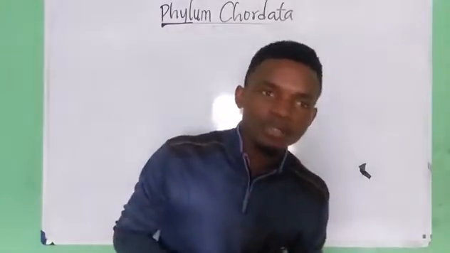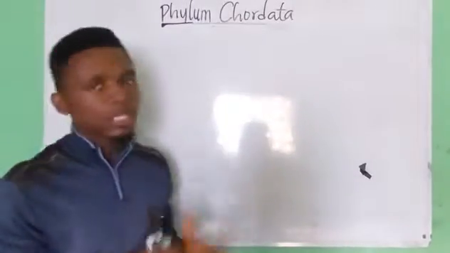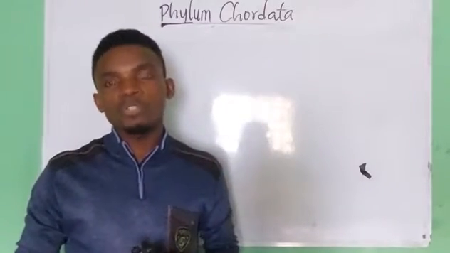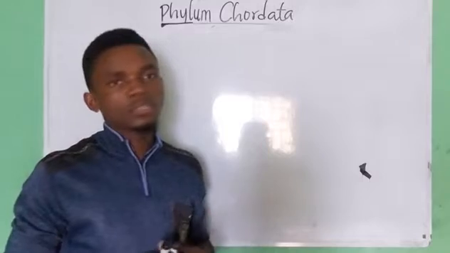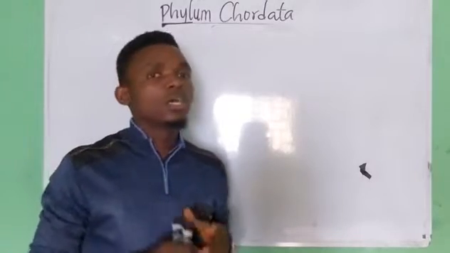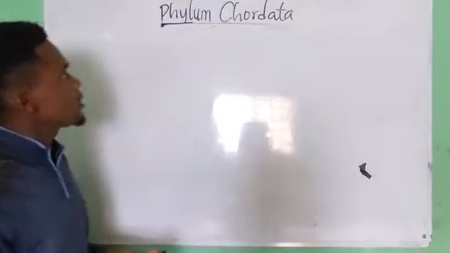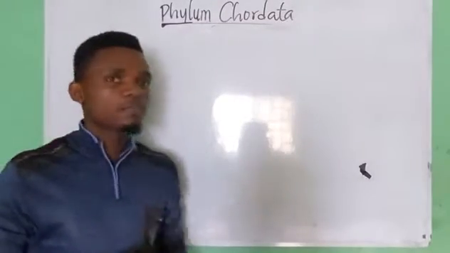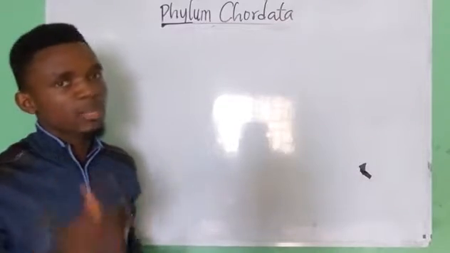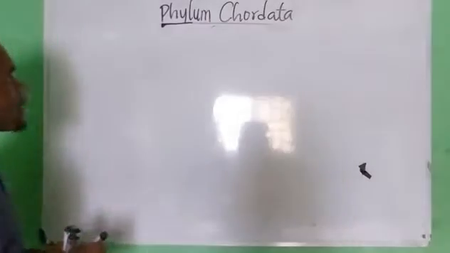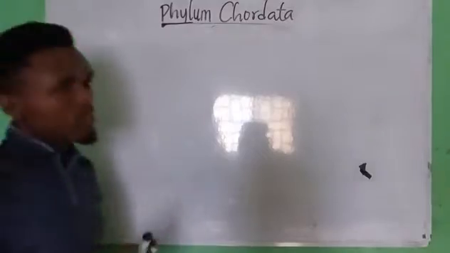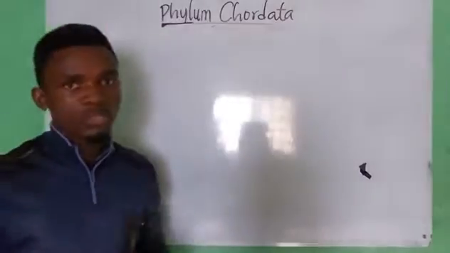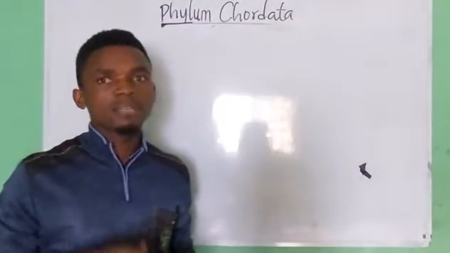Now, we are still discussing the evolution of chordates, phylum Chordata. If you haven't watched the previous videos on this topic, I will advise you to do so. In today's topic, we are going to be treating three classes: class Amphibia, class Reptilia, and class Mammalia. I've already introduced class Amphibia. Amphibians are called tetrapods, just as reptiles and mammals, of course.